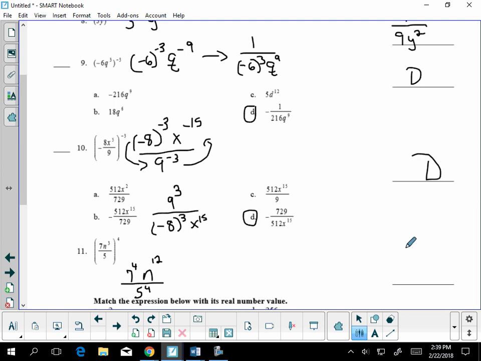Use your calculator to help you out. 2,401, n to the 12th all over 625.